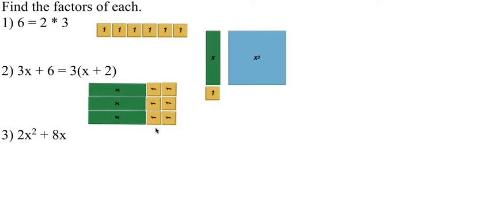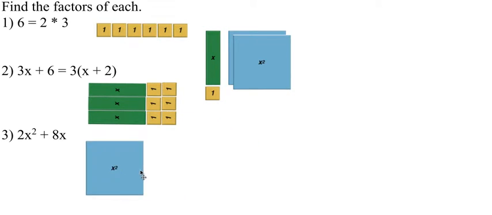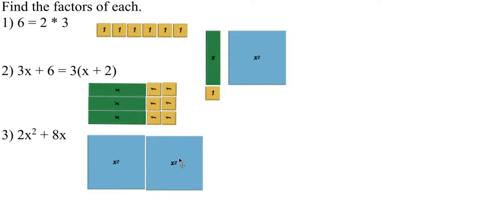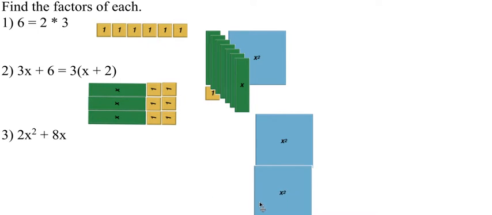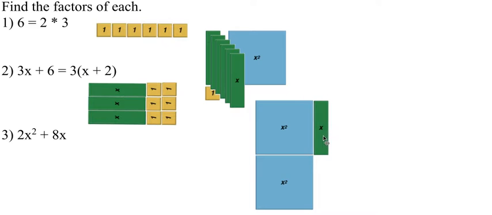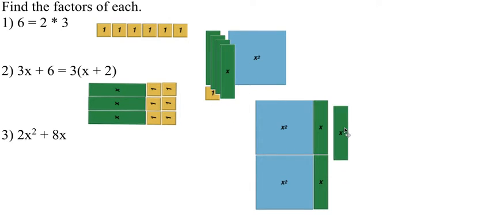So 2x squared plus 8x, we need 2 of the x squareds. So 1 and 2. And then we need 8 x's. So 1, 2, 3, 4, 5, 6. And what I'll do here is I'll move it over here so I have some space to work with. There we go. And then I'll bring these 1, 2, and so on, like that.